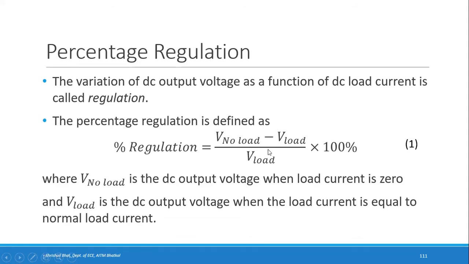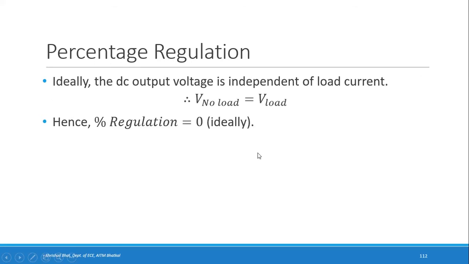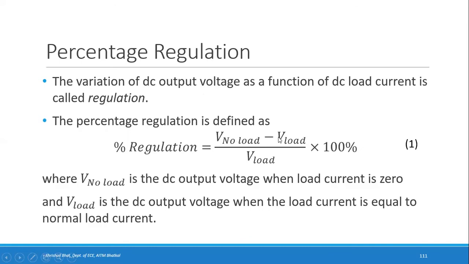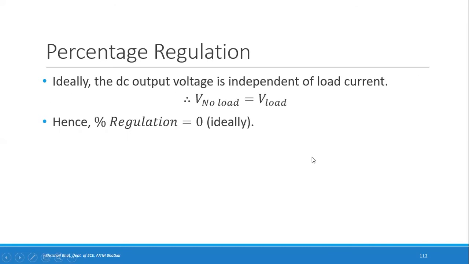So if you take those values and find this, you will get by what value output voltage will change if the load current changes. We take when there is load current and when there is no load current and find percentage regulation. Ideally, as I said, output voltage is not dependent on the load current. So V no load and V load should be the same. That means even if there is load current or no load current, the DC output voltage has to be the same. That means ideally percentage regulation should be zero. If these both are equal, then percentage regulation should be zero. So zero is the ideal value.